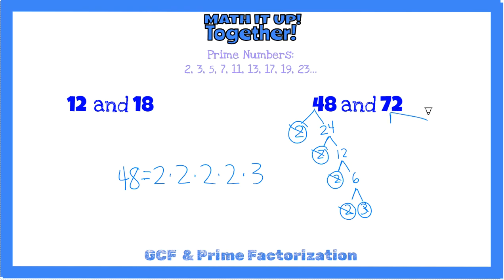72. Again, it's an even number. I am going to take out a 2, and that leaves me 36. And then 36, I know, is 2 times 18. You could have done 6 times 6. That would have been fine too. 18 is 2 times 9, and 9 is 3 times 3.